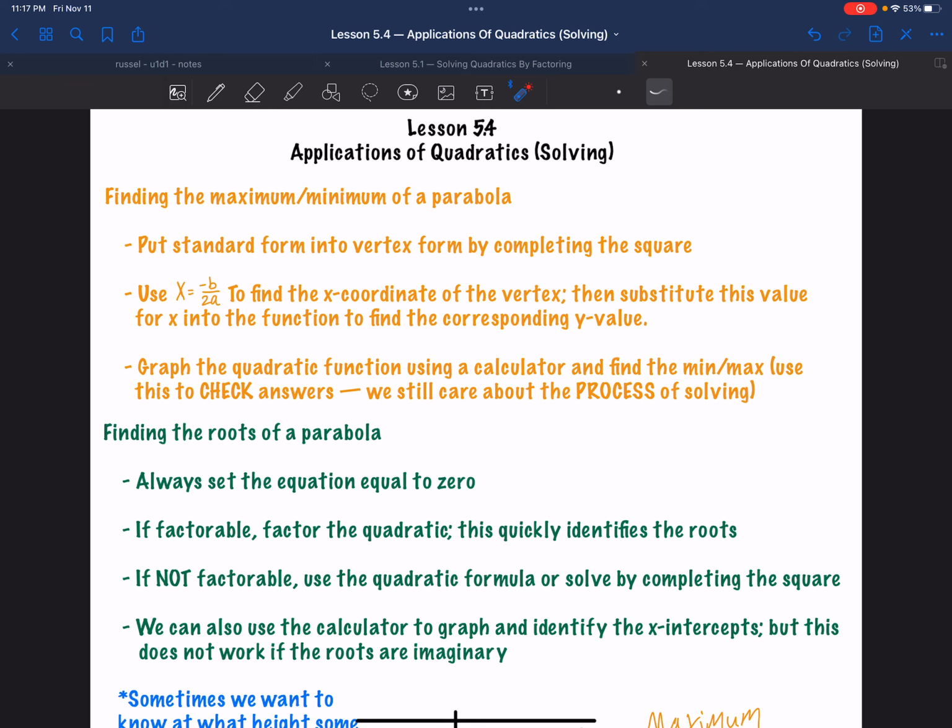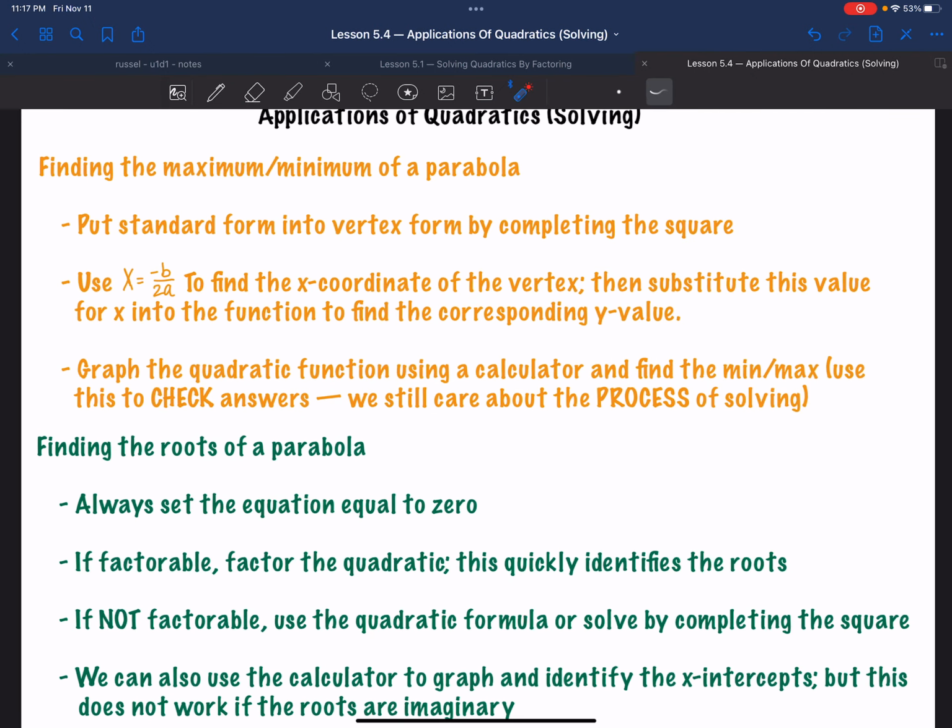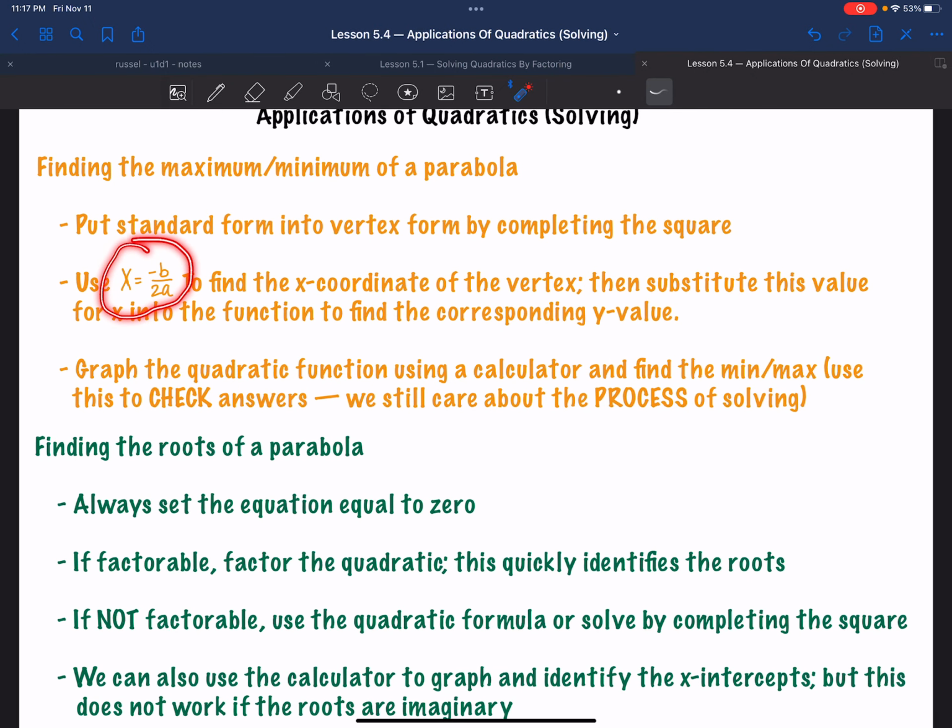Now, I am going to introduce a little bit of a new thing in this video that I don't think we've talked about yet, and that is using x equals negative b over 2a. And we're going to use this to find the x-coordinate of the vertex. I'm going to explain that a little bit more when we get to it, but all that really is, this is a, b, this is a small formula to figure out the x-coordinate of the vertex.